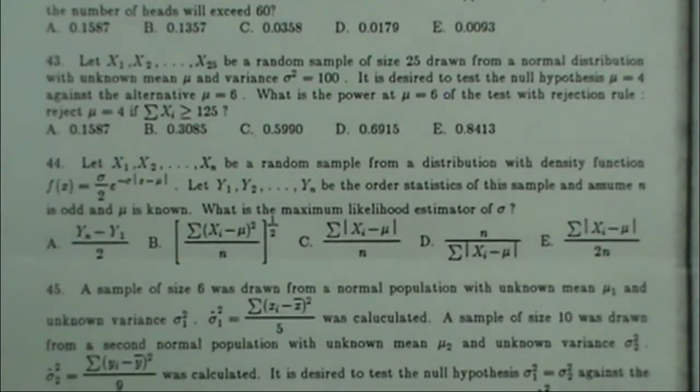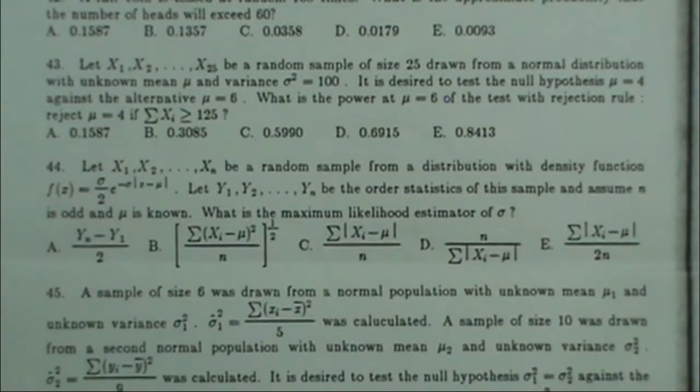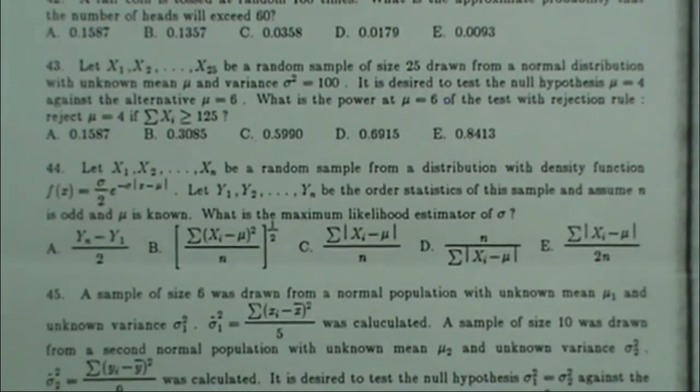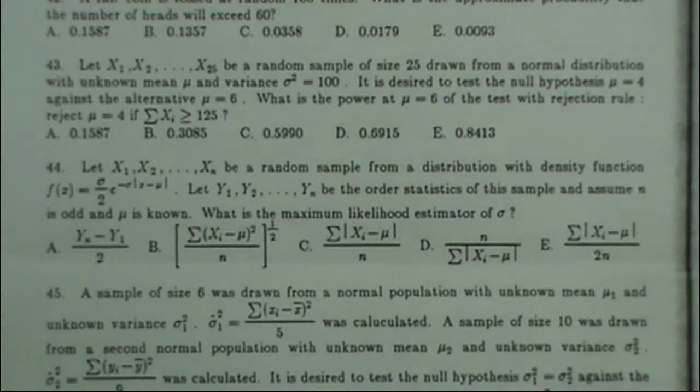Problem 44. Let x1 through xn be a random sample from a distribution with density function given. Let y1 through yn be the order statistics of the sample and assume that n is odd and mu is known. What is the maximum likelihood estimator of sigma?